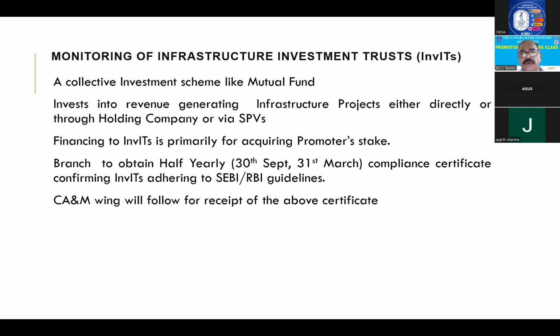Investment trust. Earlier we have discussed about INVITs. The only thing here, the monitoring point, is that half yearly, whoever availed a loan from us, this investment trust, they have to submit a CS certificate, Chartered Accountant certificate, on compliance of their SEBI guidelines and RBI guidelines. Only this much, right?